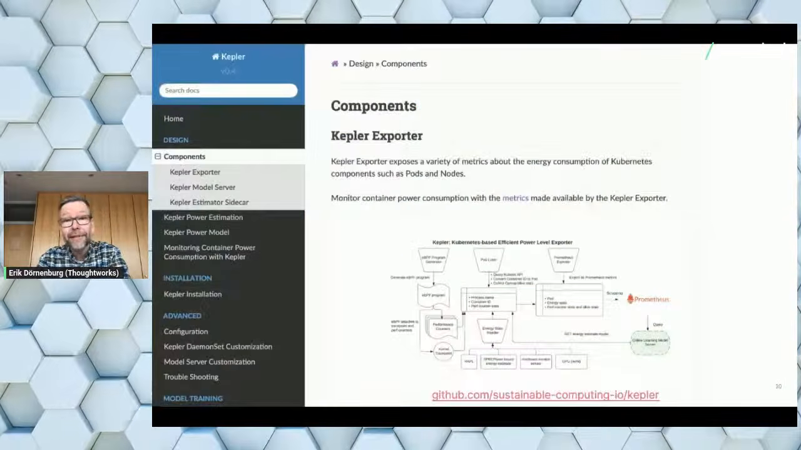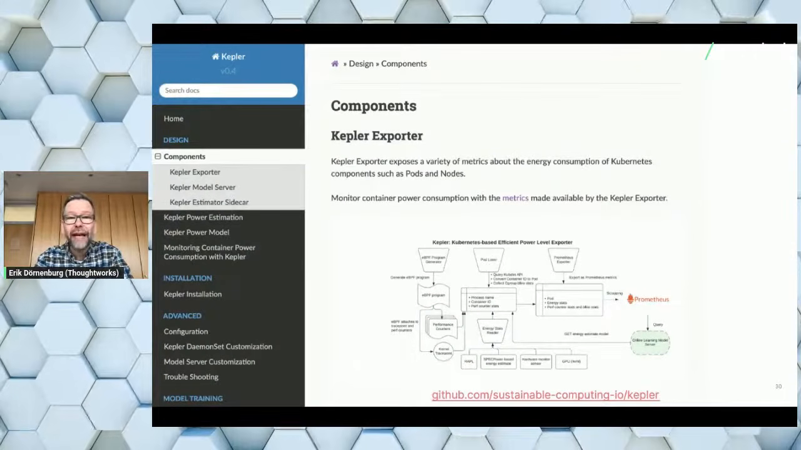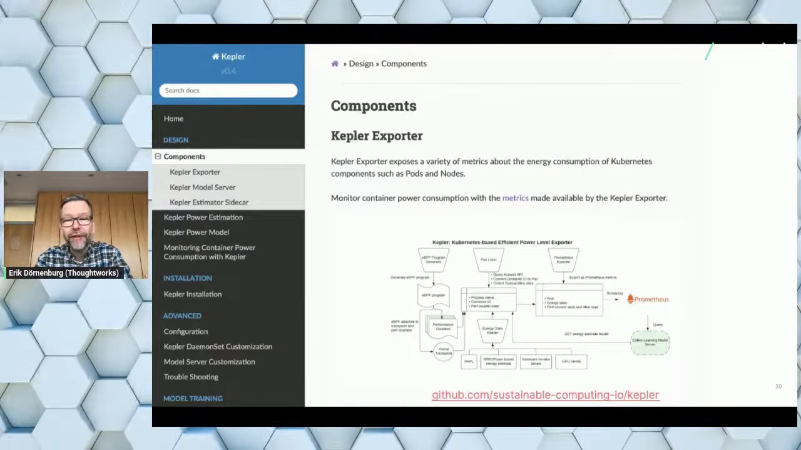And then, I promised, last but not least, there are efforts underway to do actual measurement and not estimations.